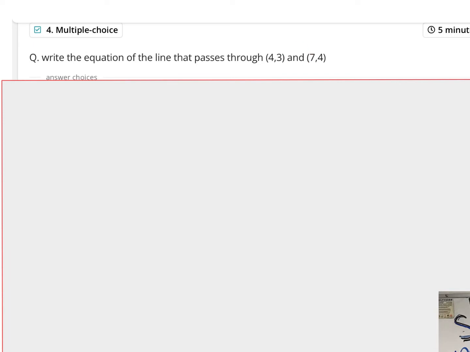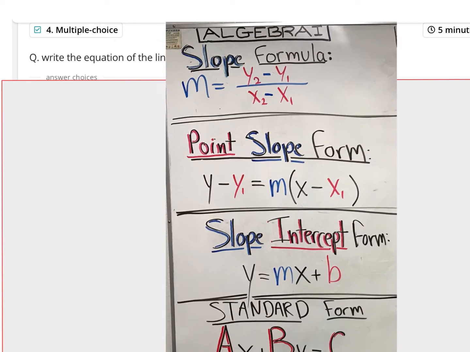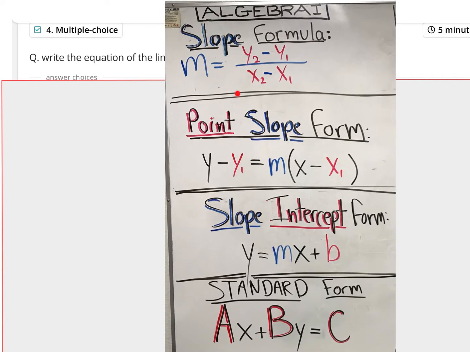So if you look at the board, the reason why I put this information for you in this order is because when they give you 2 points, it's easiest to find your slope using the slope formula. So that's the first thing you're going to use. That's why it's the first bit of notes that I wrote up on the board.